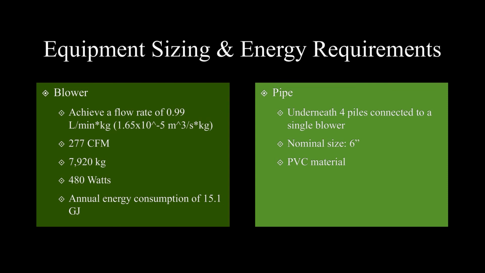A blower with the capacity to supply 277 cubic feet per minute to 4 piles with a combined mass of 7,920 kilograms in parallel configuration for the active composting is required. For 277 CFM, a blower was selected and the energy input was determined to be 480 watts. While running continuously, the annual energy consumption will be 15.1 gigajoules.